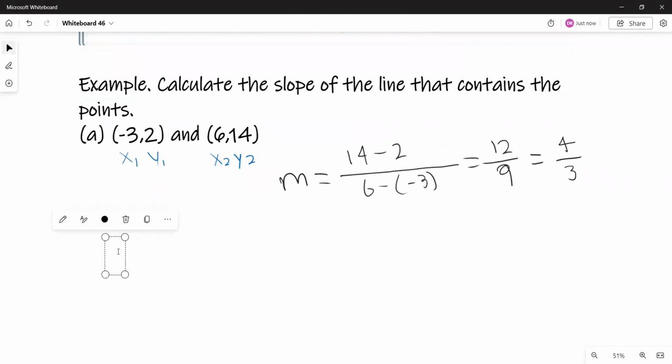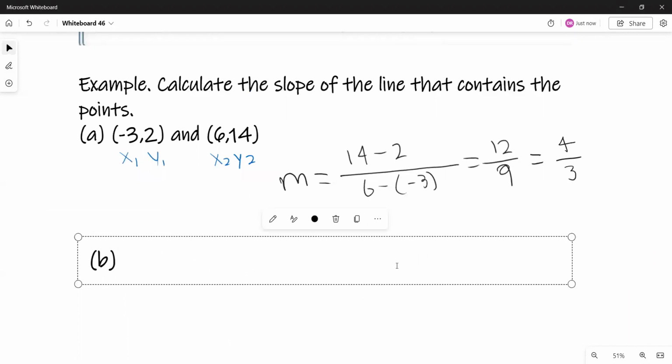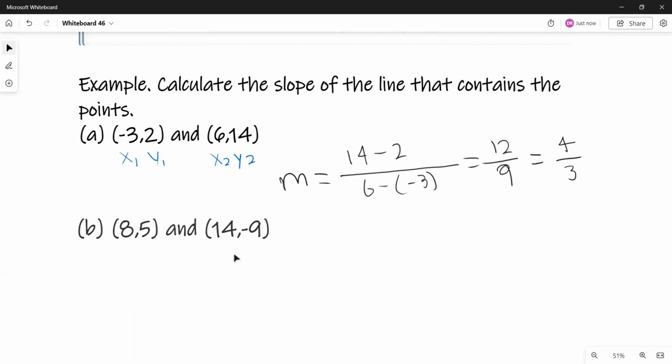Next, we're going to use the formula to find the slope of the line passing through the points 8, 5 and 14, negative 9. So the coordinates of 8, 5 are x1, y1, and the coordinates of 14, negative 9 are x2, y2.